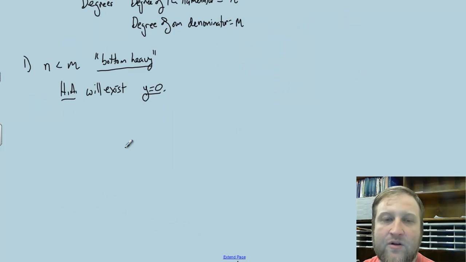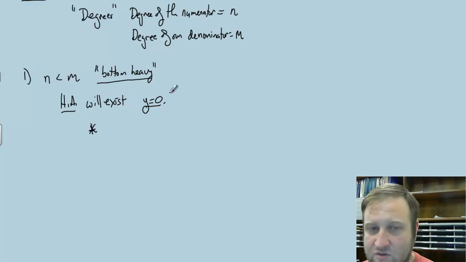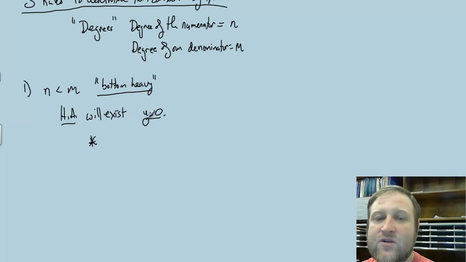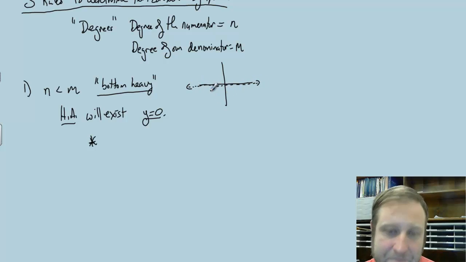And I'm going to put a little star here, which we're going to fill in later. So give yourself a space and leave a little bit of blank. If you're bottom heavy, you will have a horizontal asymptote at y equals 0, and this will be constant every single time. So when we're bottom heavy, it will be the line y equals 0, which means that you will not cross, and that's the reason I have a star here, you will not cross most of the time this value of y equals 0, and this is the x-axis.